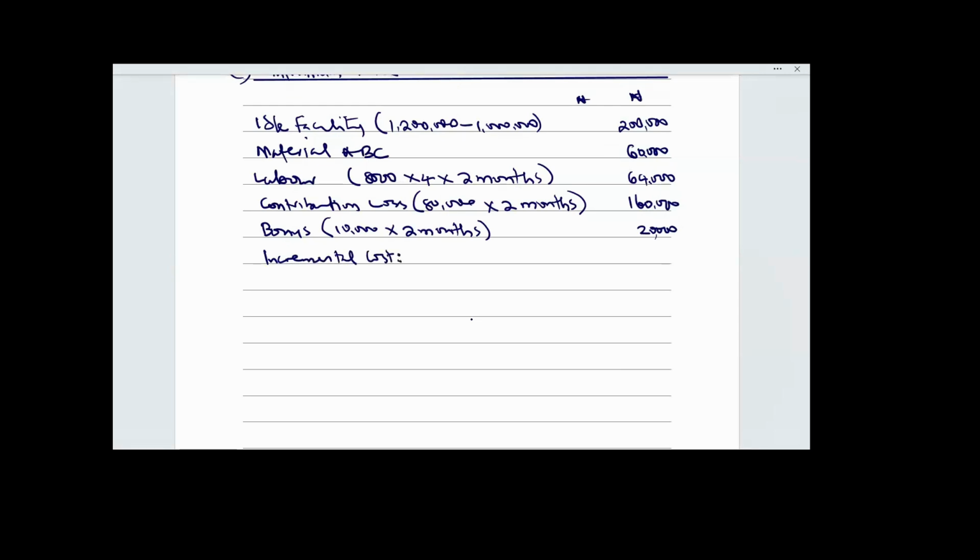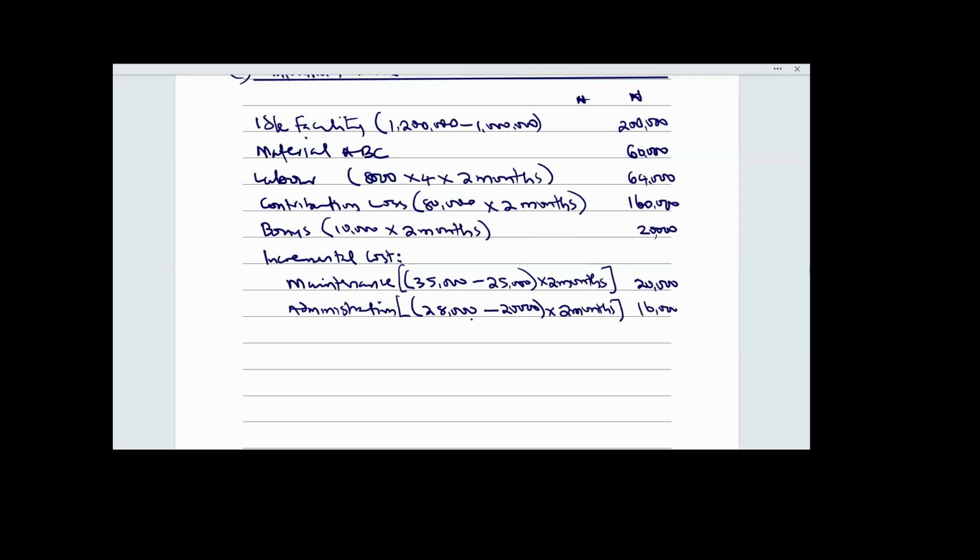cost. The first one is maintenance. The original maintenance cost is 25,000, so it has increased to 35, minus 25. The period of the contract is 2 months, multiplied by 2 months. So 10,000 multiplied by 2 will give us 20,000. You do the same thing for administration. Administration has increased to 28,000 from the original amount of 20,000, multiplied by 2 months for the period of the contract. That's 16,000. So that's all.